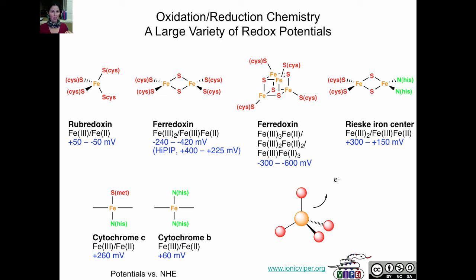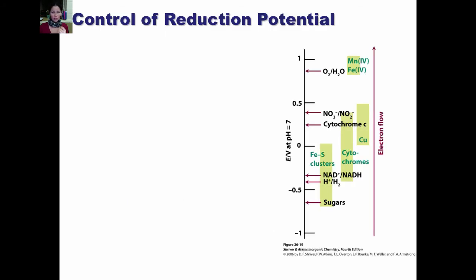So how hard is it to oxidize iron 2 to iron 3, or another metal ion to a more oxidized form? Here's a figure from your textbook, and this figure is giving you reduction potentials of the things that are relevant to the electron transport chain.